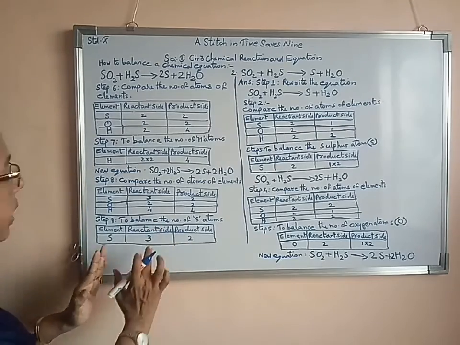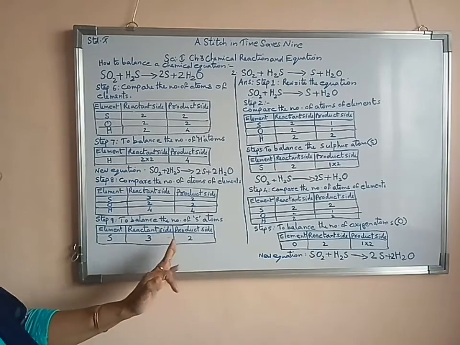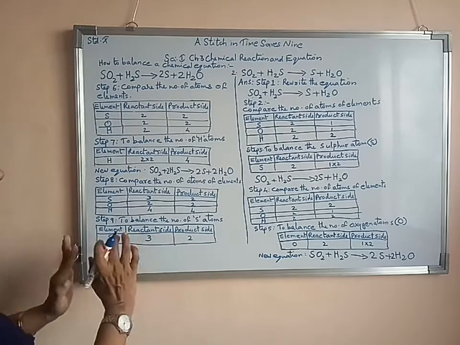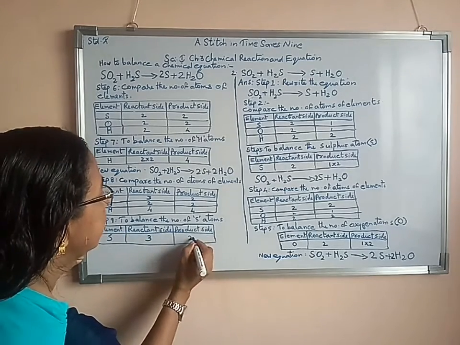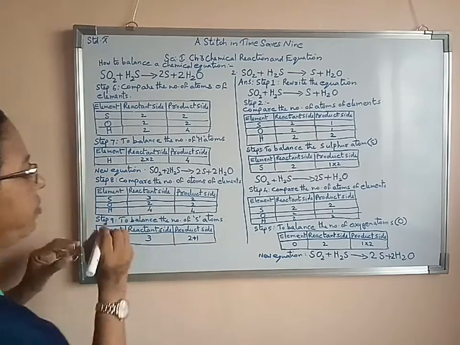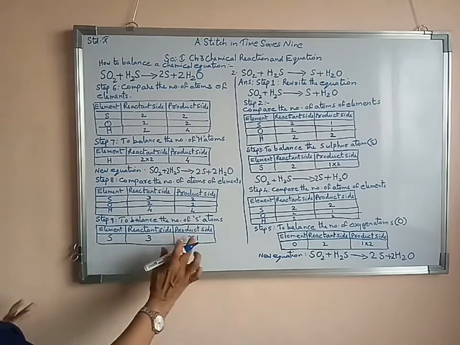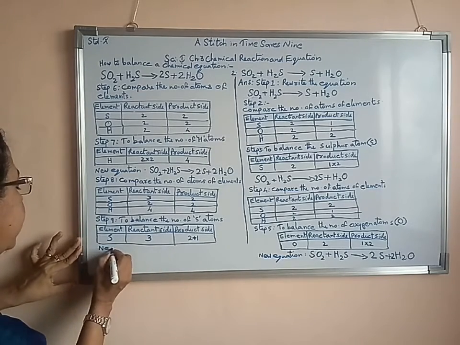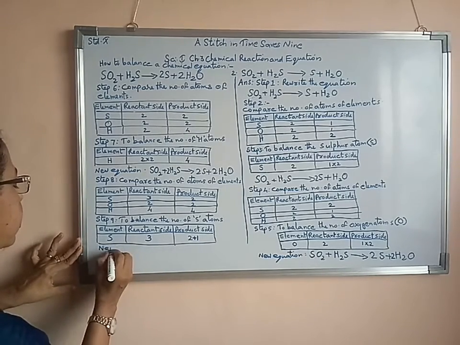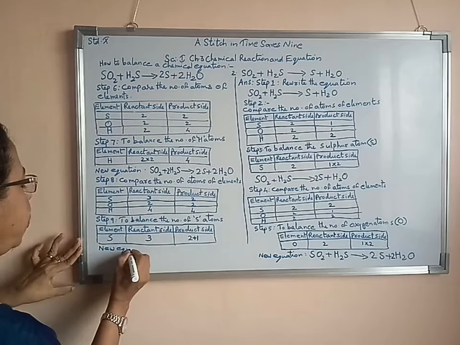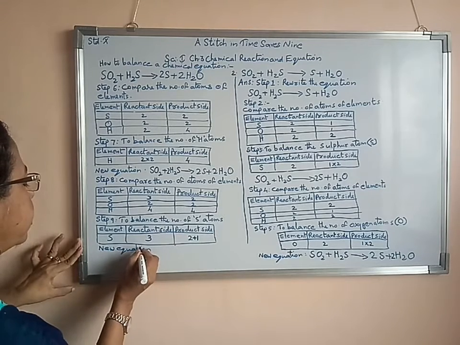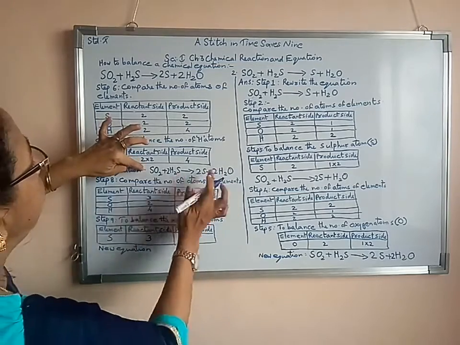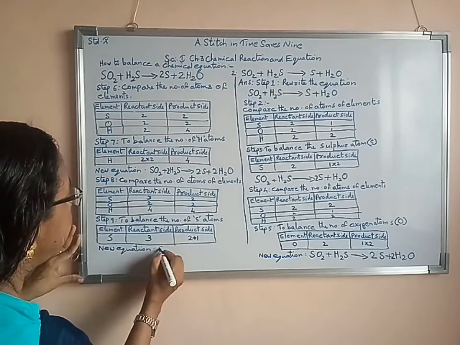Now what do we have to do? In this case, if we multiply with a number, 2 into 2 is 4 coming. But here a very simple method is there. Just we have to add 1 with this 2. So both sides now became equal. Now we have to write the new equation. Same equation we will copy, afterwards the change we will do.